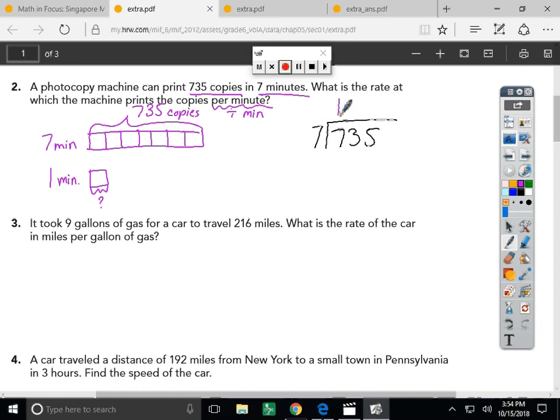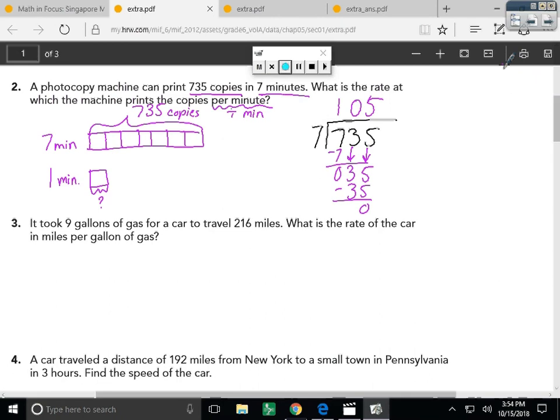7 goes into 7 one time, with nothing remaining. 7 does not go into 3, so we need to show that we tried. But 7 goes into 35 5 times, and 5 times 7 is actually 35, with nothing remaining. We have a number answer, it looks like a whole number, but you need to remember, not only do I expect bar models from you today, I expect to see words back.